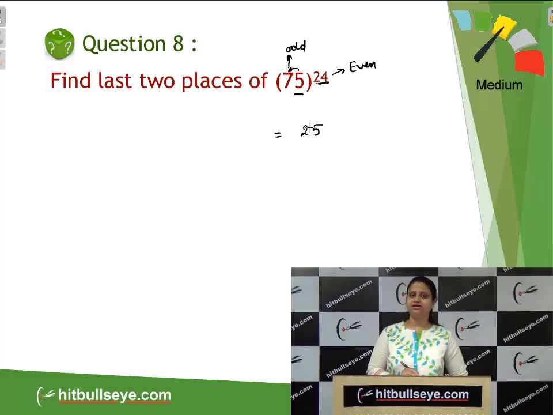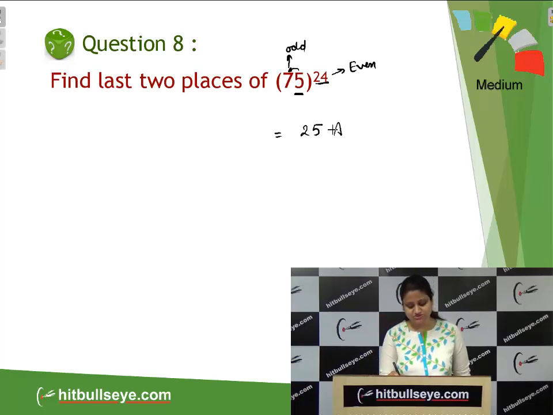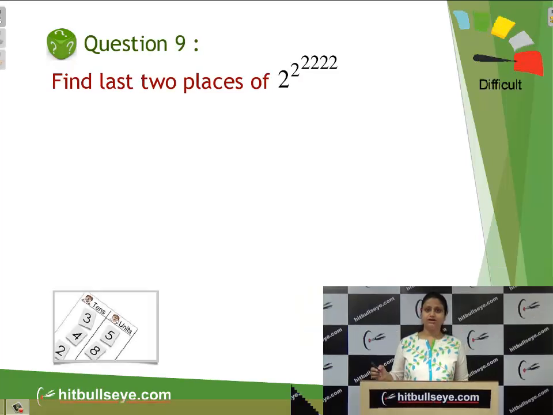What was the shortcut? If you have an odd number at two places, before 5 and in the power, my number will end in 75. Otherwise, in every other case, it will be 25 only. So straightaway I can write 25. That is the answer. Now come to the next question. It is a difficult one.